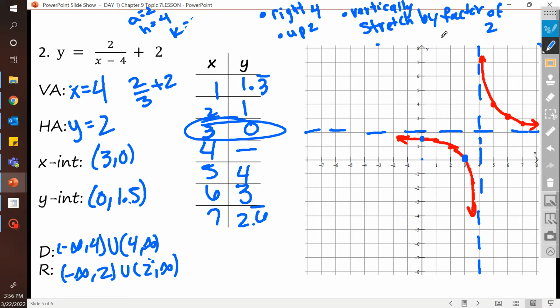Now most of these transformations are easy to see, right? 4, up 2, very easy to see. The only one that's not super easy to see is when it's stretched out by a factor. But these points are being pulled away from the axis. Well, in this case, it's being pulled away from the asymptote because it's been translated.